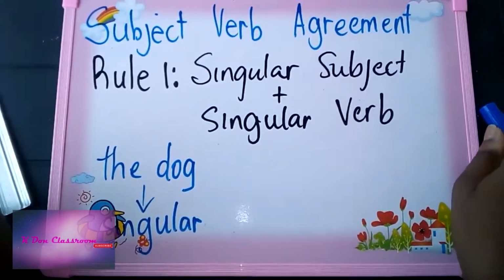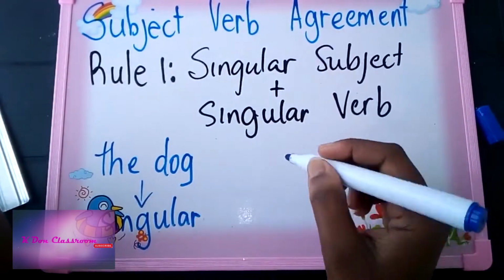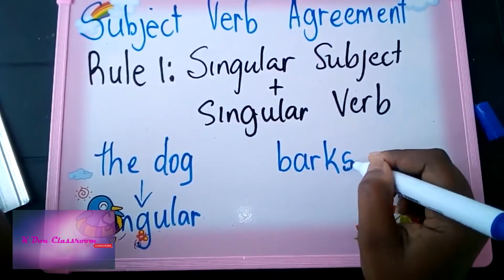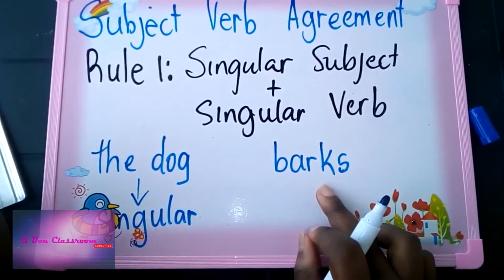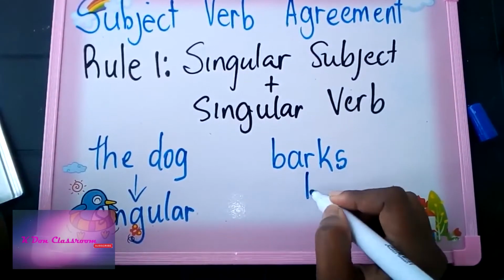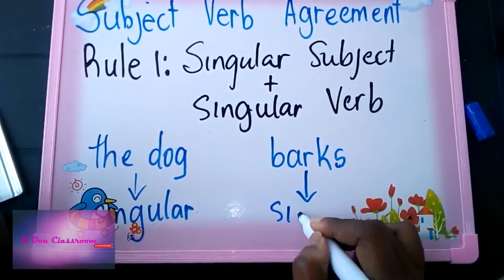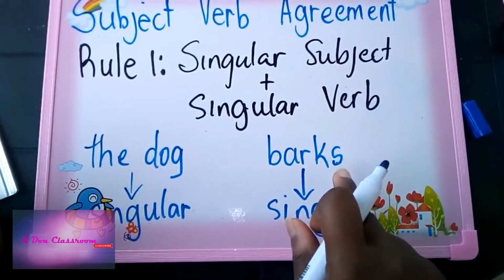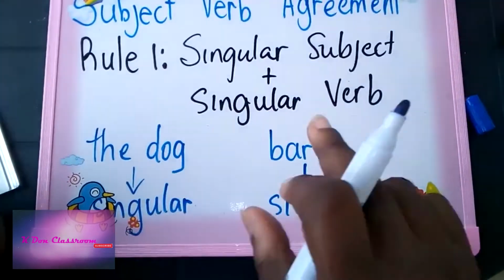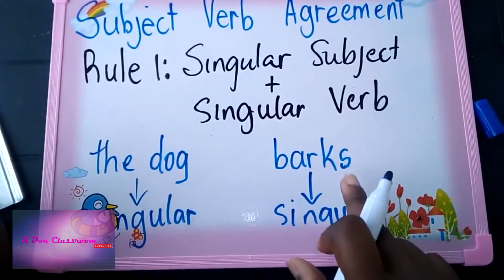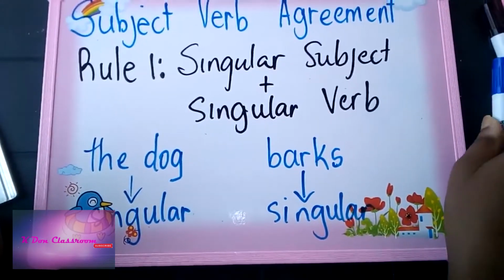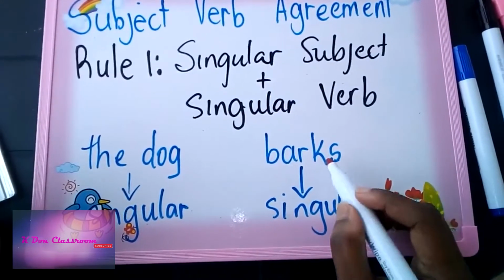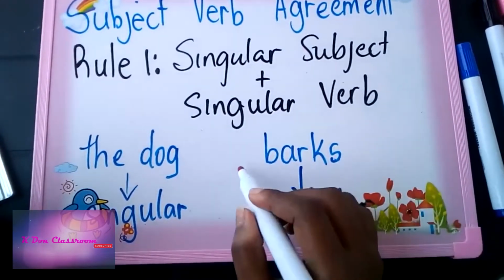Now we are going to use the verb bark with dog, right? So the dog, we're going to say that the dog barks. Okay, now the word barks or the verb barks is also singular. Good. So the dog barks. Here your subject and your verb, they both agree. But what do you notice about the word barks? You notice that there is a letter S added to the word bark.